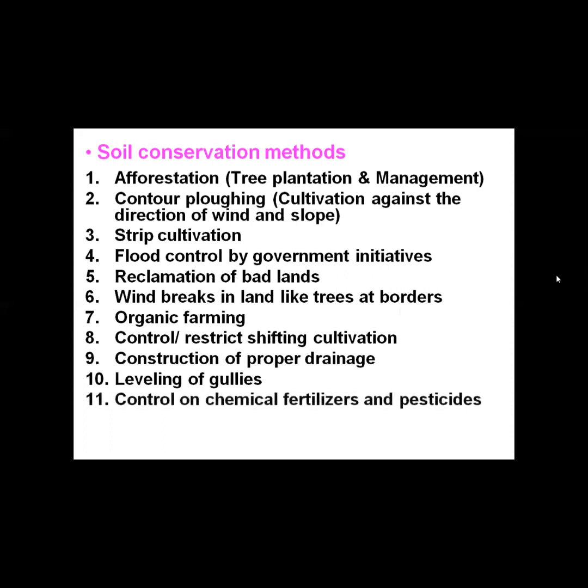Control on chemical fertilizers and pesticides. Whatever use of the various kinds of fertilizers and pesticides is carried out by the farmers should be controlled, and according to the need of the crop, the use of fertilizers or pesticides should be carried out. Proper awareness about the need of conservation should be created among the people so that we will be able to conserve the soil and not lead to the degradation of the soils.